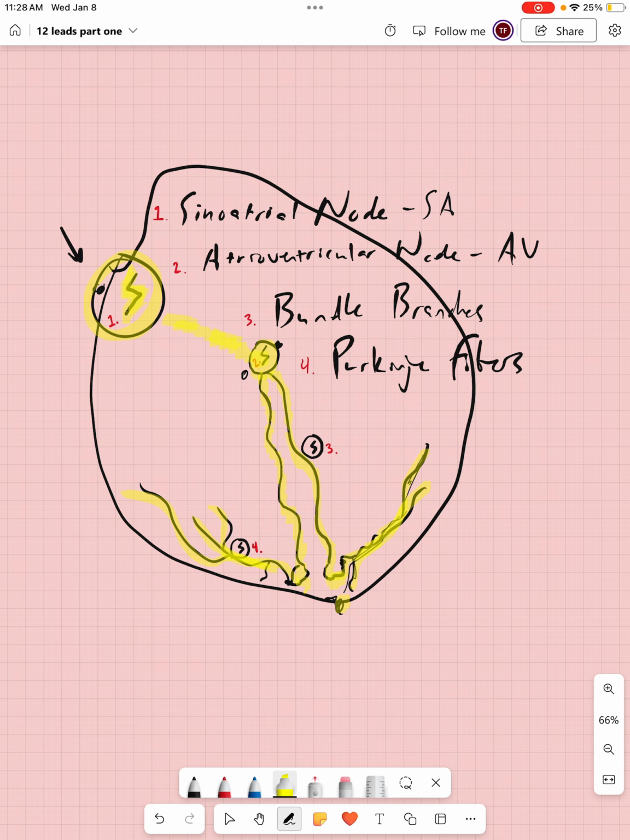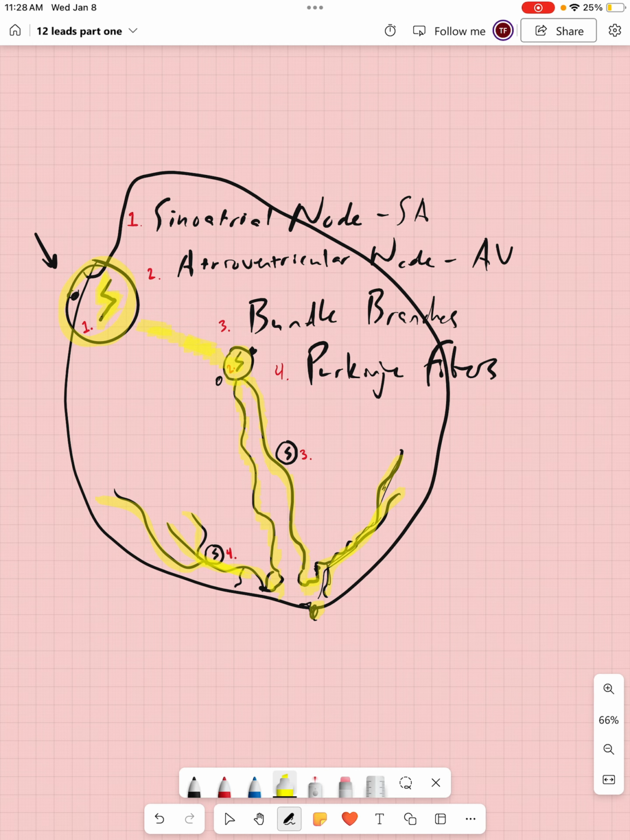Now, that's great. That's wonderful. It's pretty cut and dry. It's basically just the path of electricity that is followed in the heart. But that is when things are working correctly. I want to go over some things that might not go correctly.